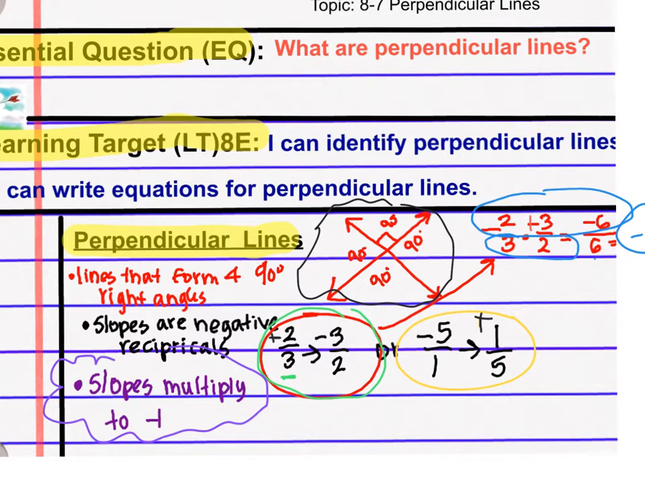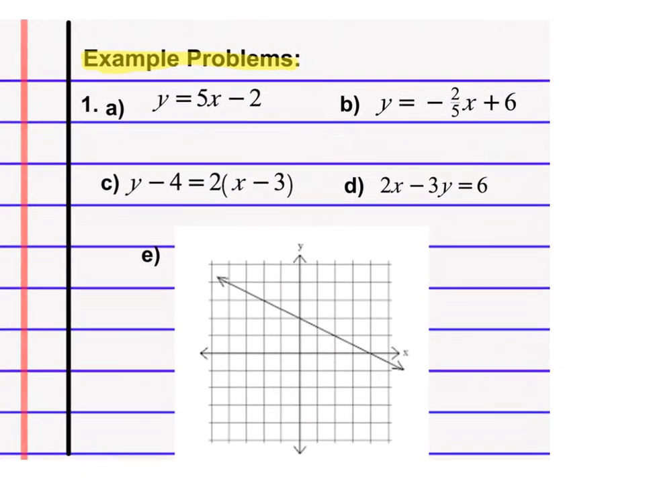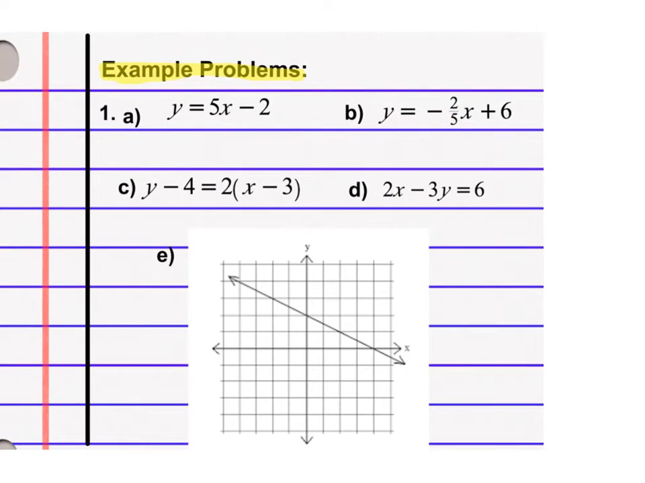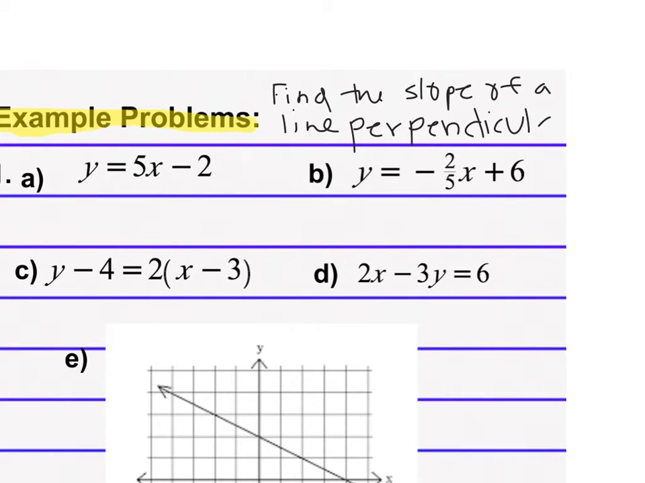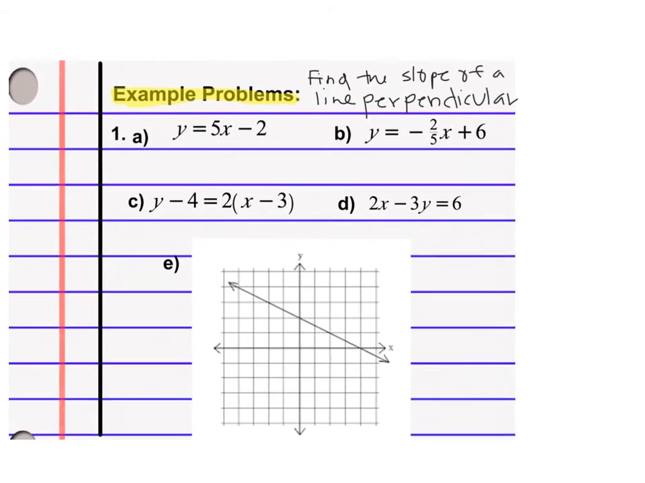All right, second check for understanding question. We will do that on the next slide. Okay, so my first example, the question is, I will write it in here, find the slope of a line perpendicular to each of these. So similar to 8-6, but instead of parallel, we're going to be doing perpendicular.